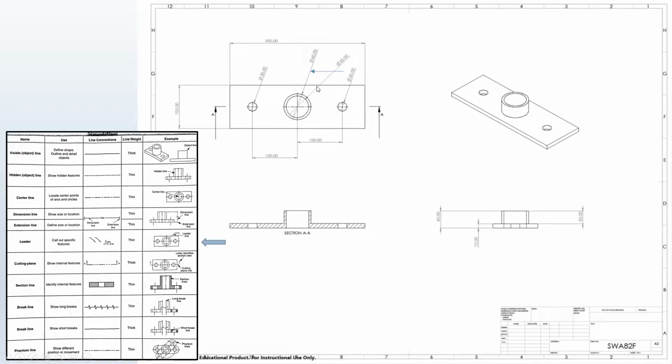This leader line is pointing at the inner circle, and we have diameter again. Diameter of the inner circle is 50 millimeters. These leader lines are pointing at the holes that are over here, and they're showing that they're a diameter of 20 millimeters.